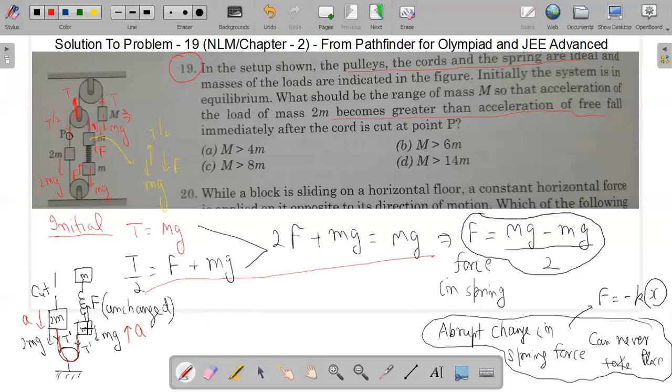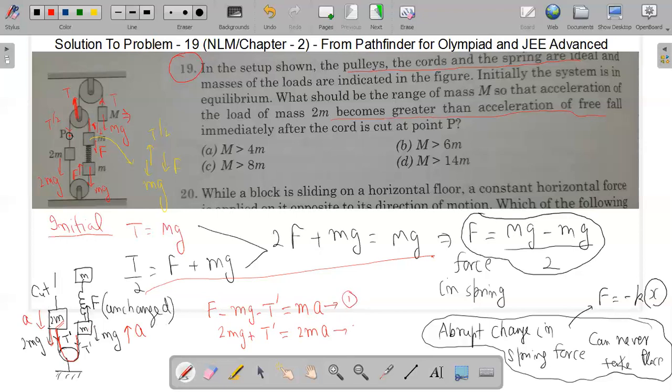for the small m mass, which has a force F in the upward direction, small mg in the downward direction, and T dash in the downward direction, you will write F minus mg minus T dash equals mass into acceleration a. Similarly, for the left side 2m mass, which is falling down under two forces, 2mg and T dash, the forces in the downward direction are 2mg plus T dash, equal to the mass 2m multiplied by a.